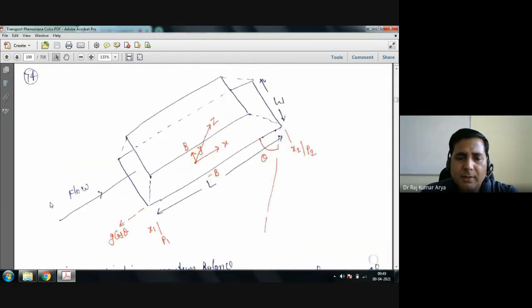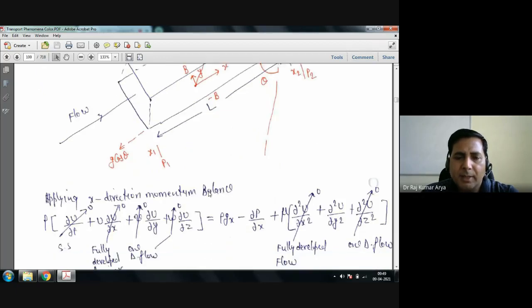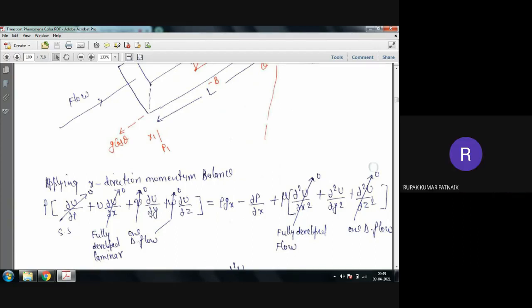Now, since the flow is in the x direction, we will directly apply the x momentum balance. If you apply the x momentum balance, here I asked you to change this equation in terms of shear stress. So if you are taking this, later on you convert to the shear stress. I hope all of you know how these terms are getting cancelled now, right?